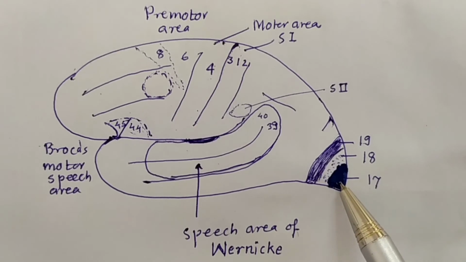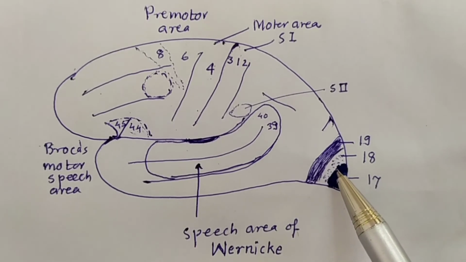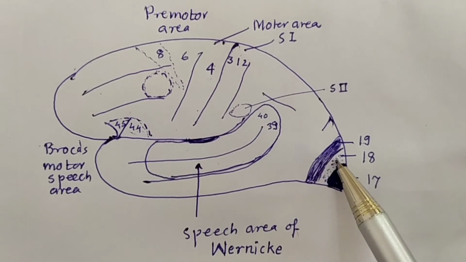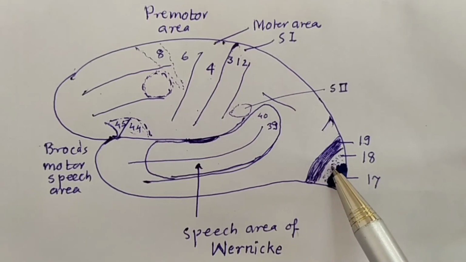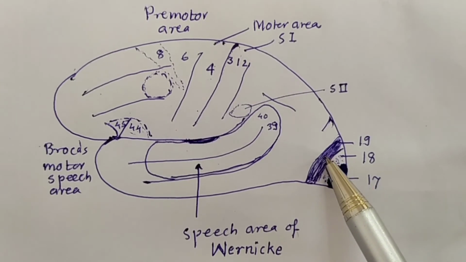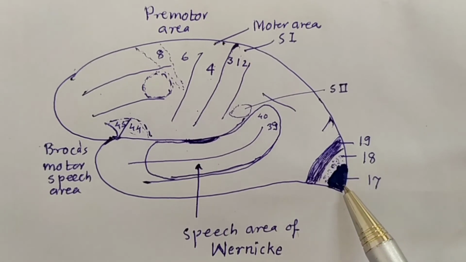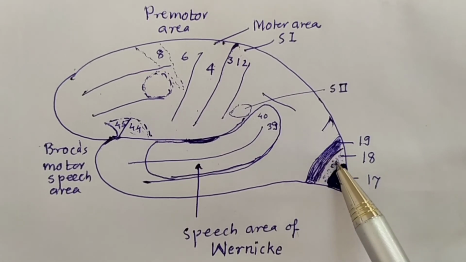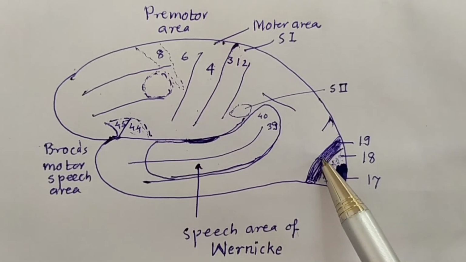In the occipital lobe, we can see area number 17, the primary visual area, area number 18 and area number 19. Area number 18 and 19 are also called association visual areas or psychovisual areas. Area number 18 is the peristriate area, while area number 19 is the parastriate area. The light impulse first reaches area number 17, but the interpretation of light is done by area number 18 and 19.